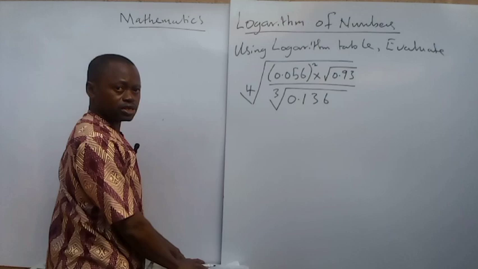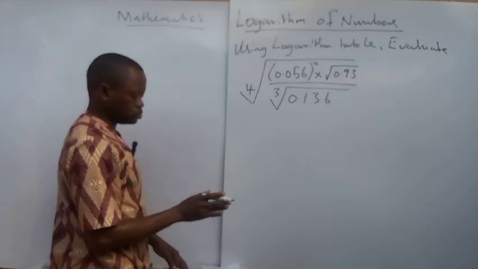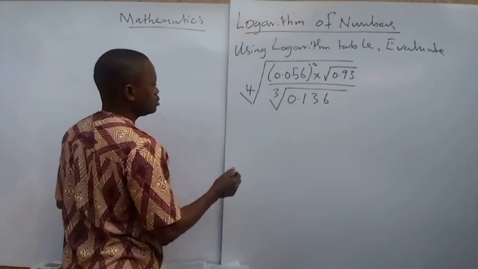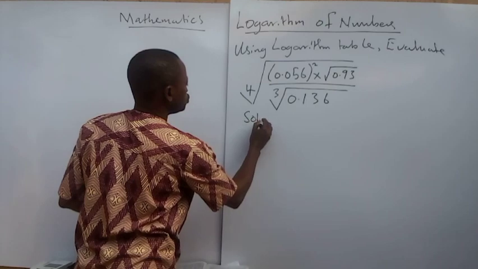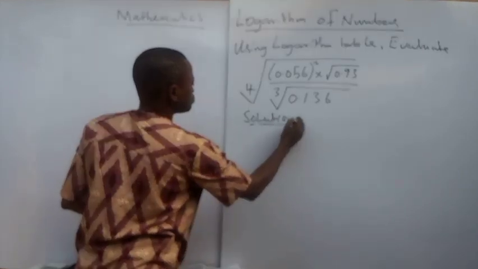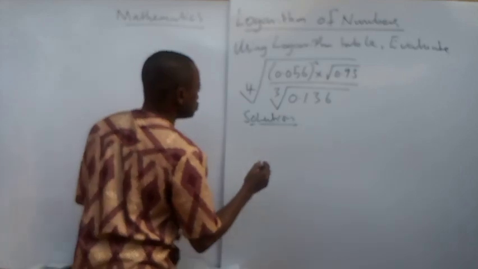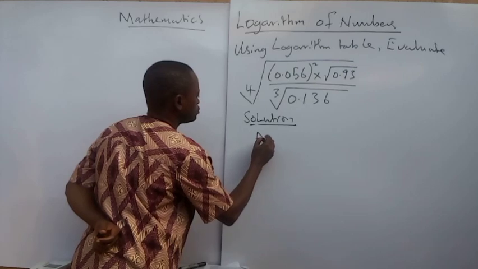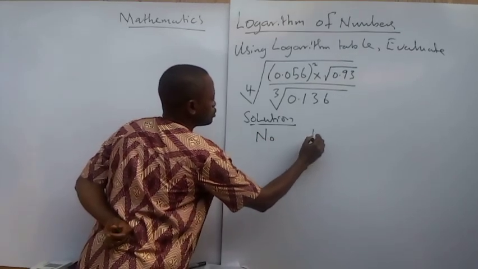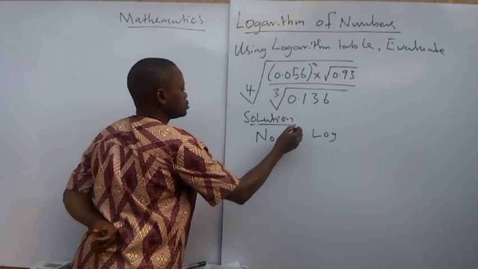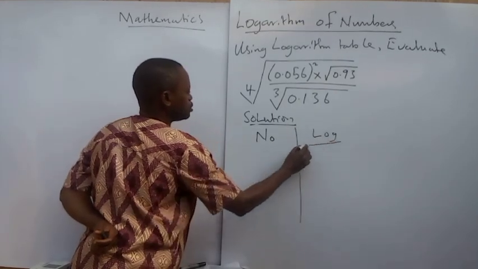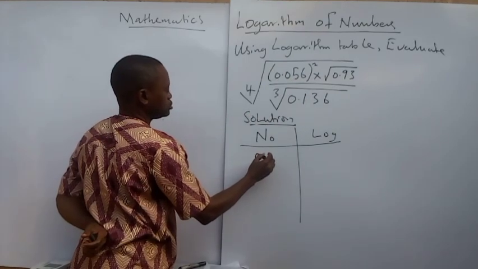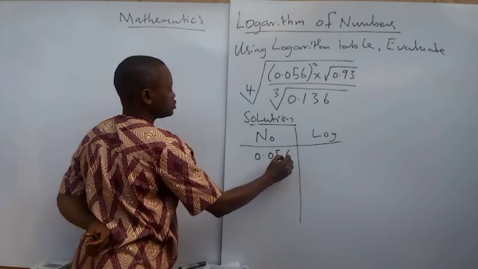Okay, I have my logarithm table here. So you make your own available so that you can check the figures I'm going to put up here, how correct they are. All right, I will start. Solution. I am going to write number and log. The first number that will appear here is 0.056.